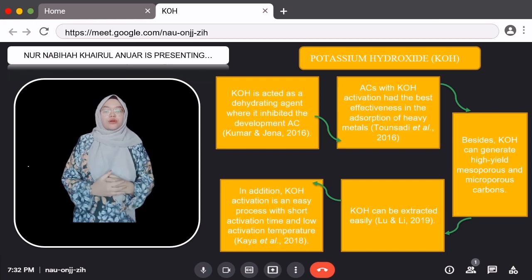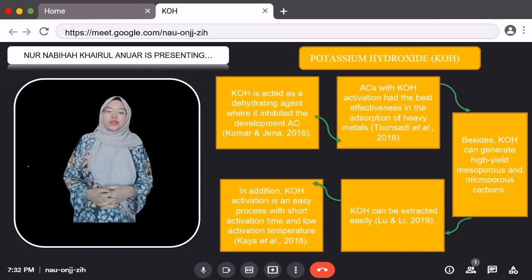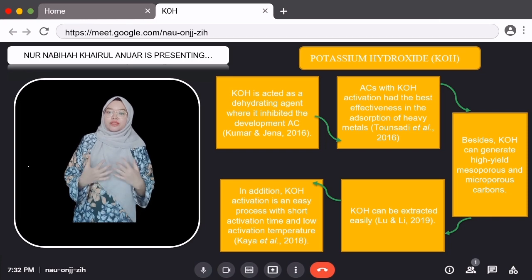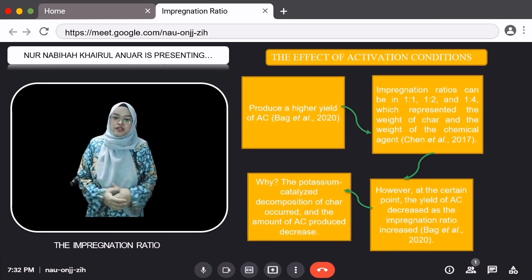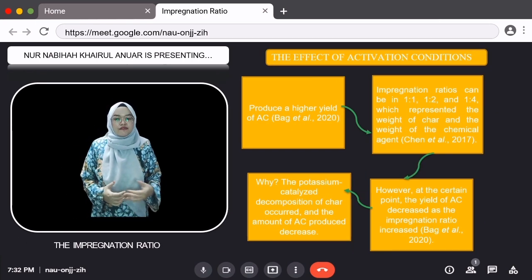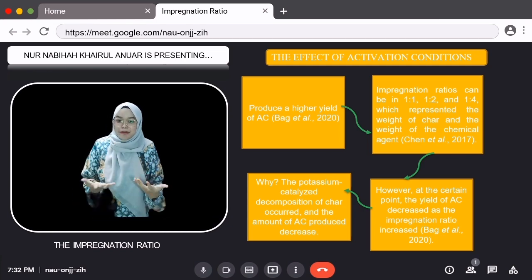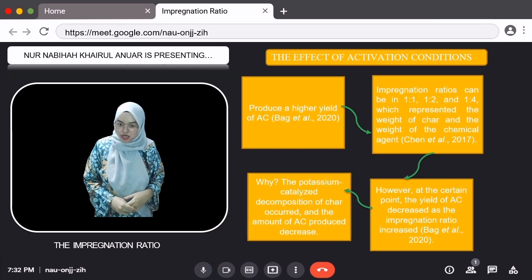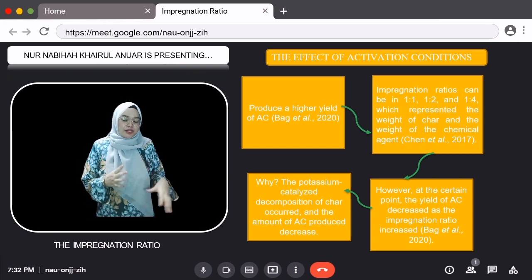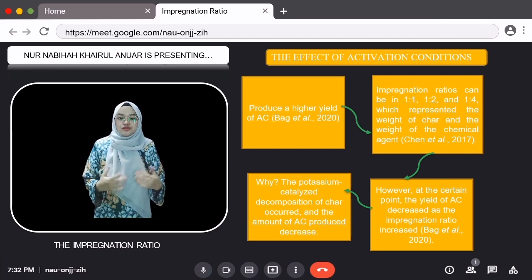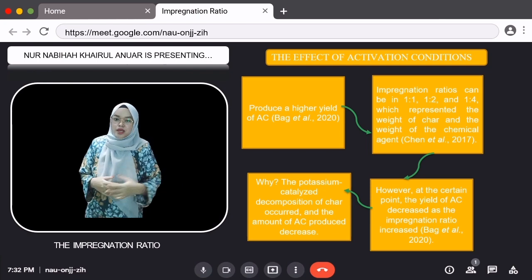In addition, KOH activation is an easy process with short activation time and lower activation temperature. The effect of activation condition. Previous studies have addressed the impregnation ratio and the carbonization temperature as gaps, where both affected the yield of AC. In this slide, I would like to talk about impregnation ratio. The impregnation ratio can produce a higher yield of AC.